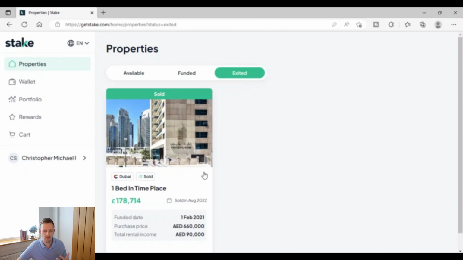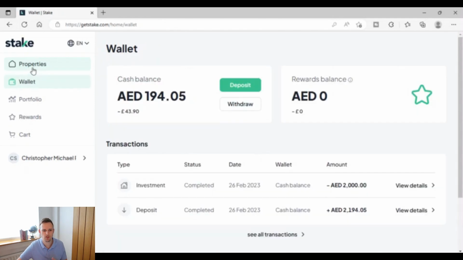So of course, the investors all got to vote on if they were going to sell it or not, or keep hold of it, because that was below the 3-year period. And they voted on selling it and took their profits from that. So now you know how the properties tab works. Let's go on to the wallet.